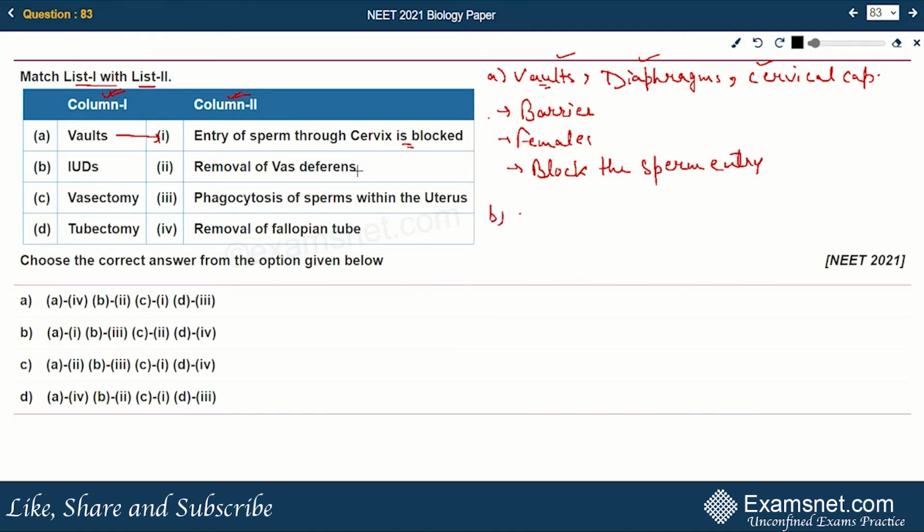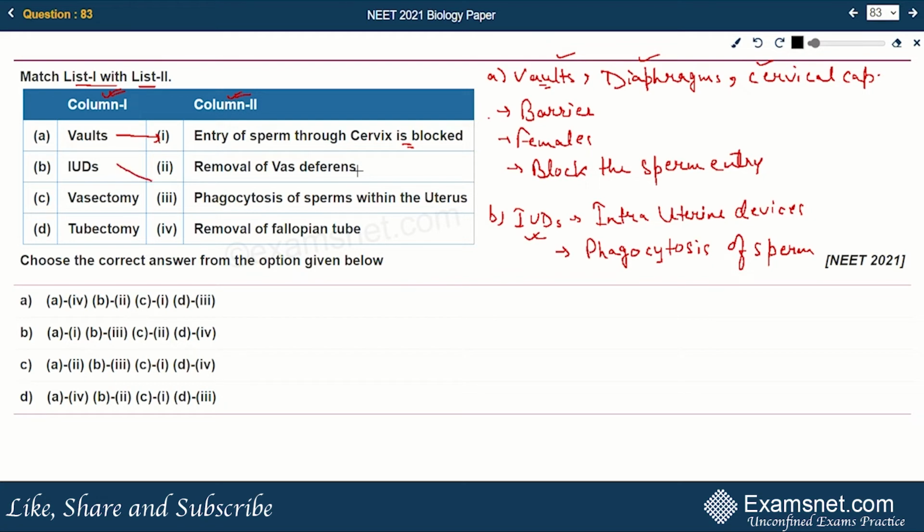Now the second one is IUDs. What are IUDs? They stand for intrauterine devices. That means they are placed inside the uterus. And what do they do? They help in phagocytosis of the sperm. That means the sperm will get destroyed by these IUDs, or they will be made ineffective to carry out the fertilization. So what will be the correct match for B? Number 3, that is phagocytosis of sperms within the uterus.